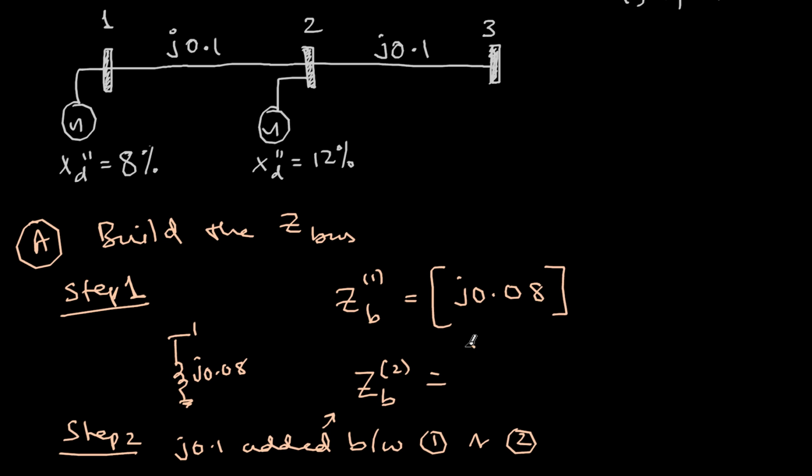Because 2 is a new bus, the size of the system will increase. j0.08, and because I'm adding to bus 2, I'll have to copy this here j0.08, and this I have to copy here j0.08, and then here I will have to add Z11 with the Z base. So this is 12%, this is 8%, total will be 20%. I'm sorry, not this 12%, this one. So this is 10%, 8%. So 0.18 will be my Z22 element. So this is my Z bus after adding these two elements.